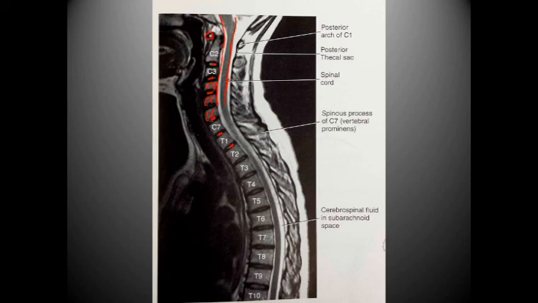Notice where this arrow is pointing to the vertebral prominence of C7, residing here. However, it could be argued that this is the vertebral prominence of C7, as it lines up more with the body. And if we count down, this appears to be 1, 2, 3, 4, 5, 6, and then 7. So it's kind of up in the air.